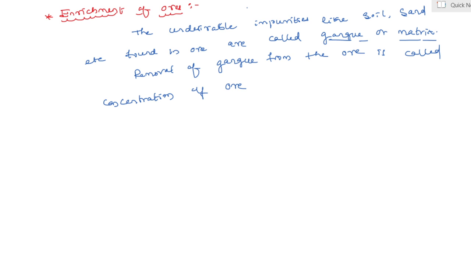The processes used for the removal of the gangue from an ore are based on the differences between physical and chemical properties of gangue and the ore. Depending upon the nature of impurities, different separation techniques for separation or enrichment of ore are employed. Yes, let us see extraction of metals.